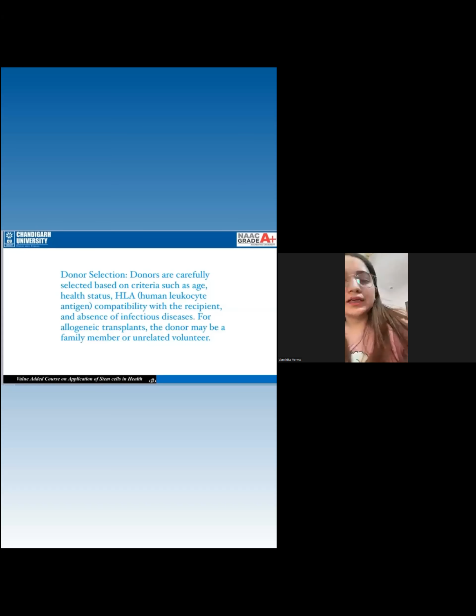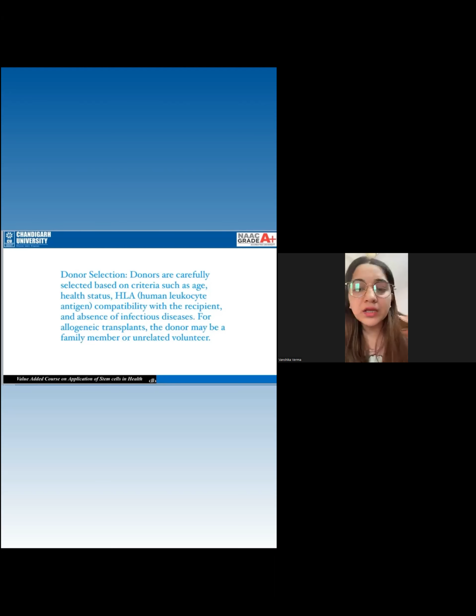Now see, everybody is not well enough to give proper blood cells to the patient. So the donor is carefully selected by the criteria of age, health status, and HLA, that is human leukocyte antigen, compatibility. Obviously, the compatibility test is performed in the lab. Absence of infection is also required. For example, in allogeneic transplant, we'll be talking about the autologous and the allogeneic transplant in a further PPT. The donor may be a family member or an unrelated volunteer.